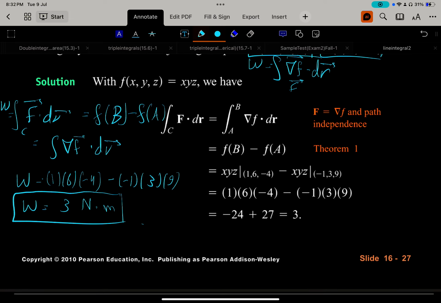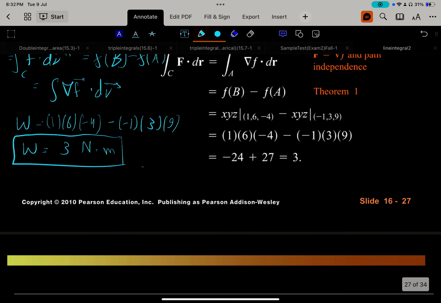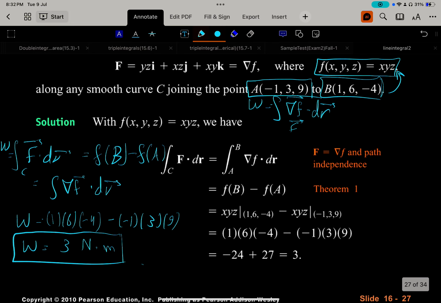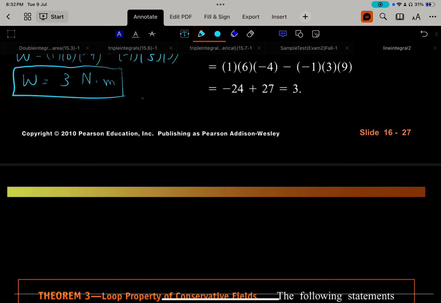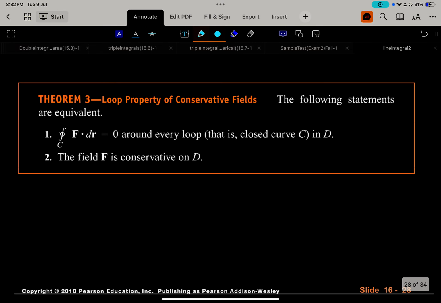That's just basically simple. So this theorem, the fundamental theorem of line integrals, makes it easier to evaluate any integral and to find the work or even the flux, as we'll see now.